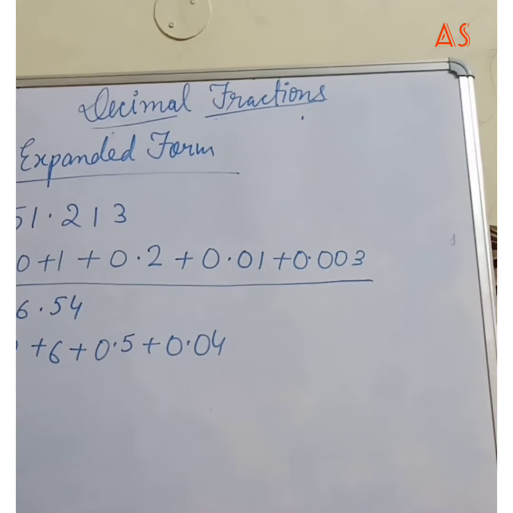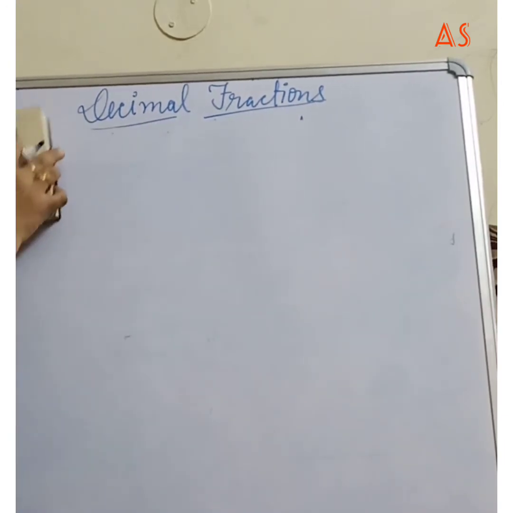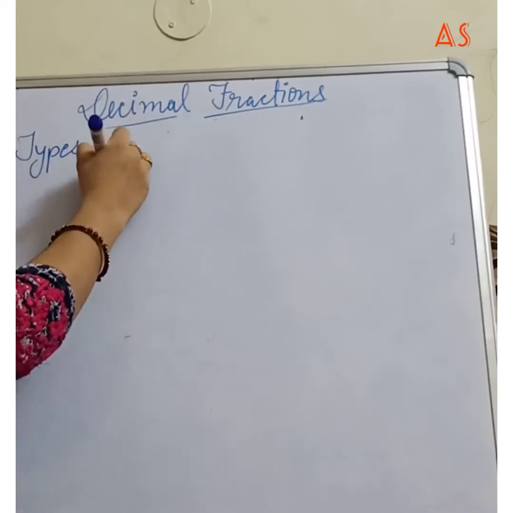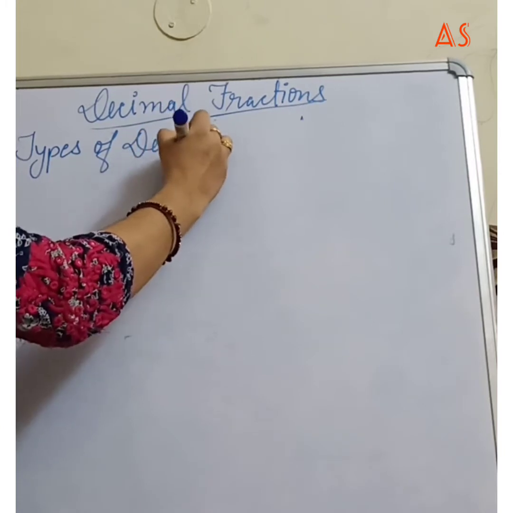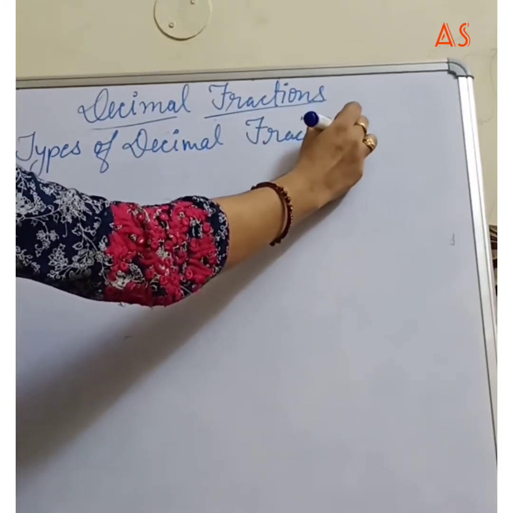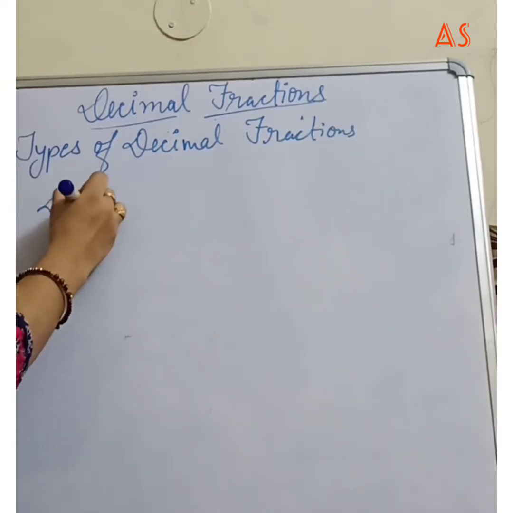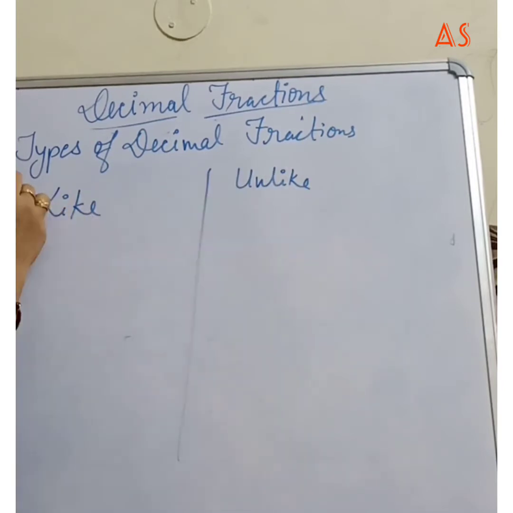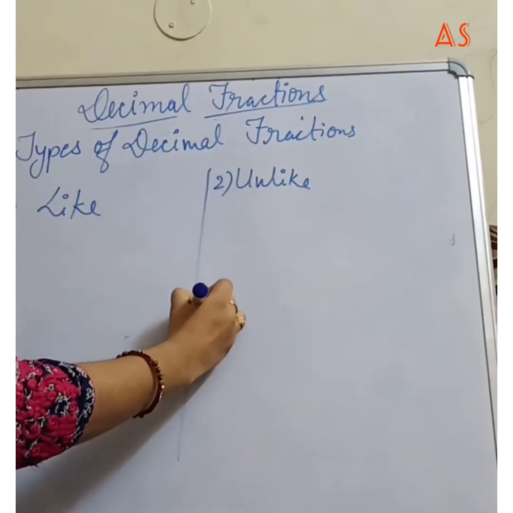Next is your types of decimal fractions. So we have 2 types. One is like and the other is unlike. Okay, first is like and second is unlike.